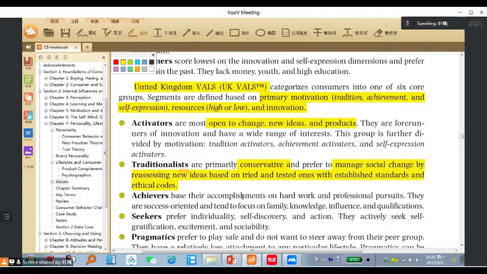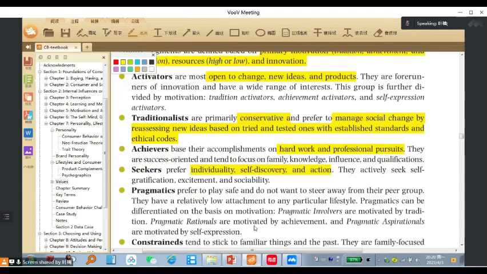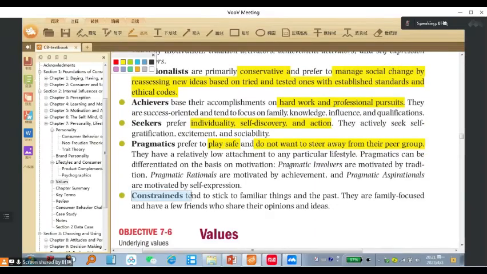Achievers base their accomplishments on hard work and professional pursuits. Seekers prefer individuality, self-discovery, and action. They seek self-gratification, excitement, and sociability. Pragmatics play safe, do not want to steer away from their peer group. Constraints tend to stick to familiar things and the past.